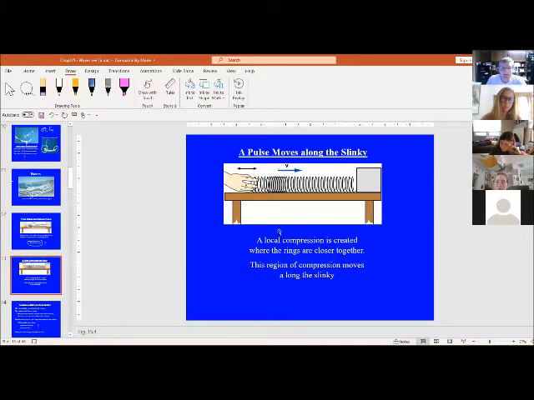Local compressions. I just talked about this, okay. So the region of compression moves along the slinky. The slinky as a whole doesn't move.